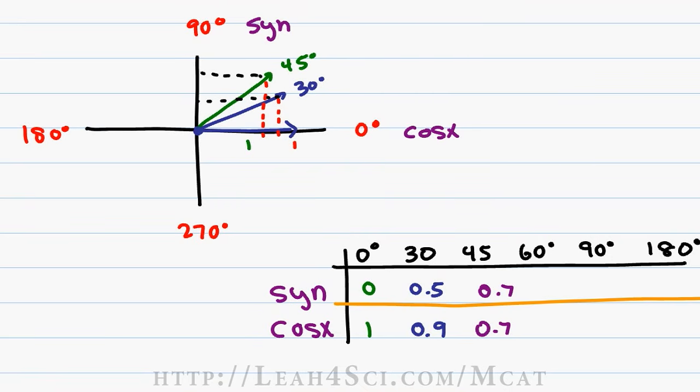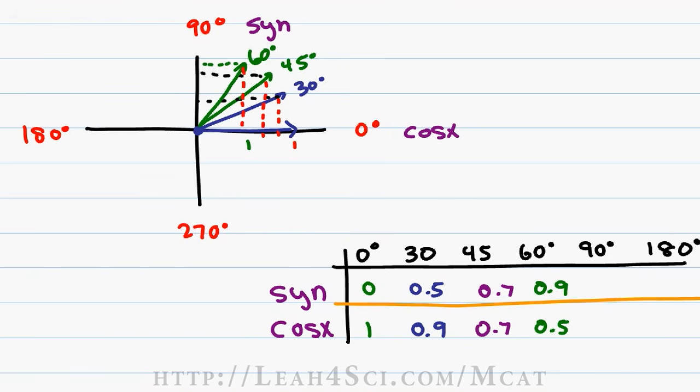Let's take this ray and raise it up even more, moving up to 60 degrees. Notice that the x value is halfway between the origin and a length of 1, giving me a cosine value of 0.5. The sine value, on the other hand, is getting higher and higher and is nearly at the top for a calculated value of 0.866 and a rounded value of 0.9.